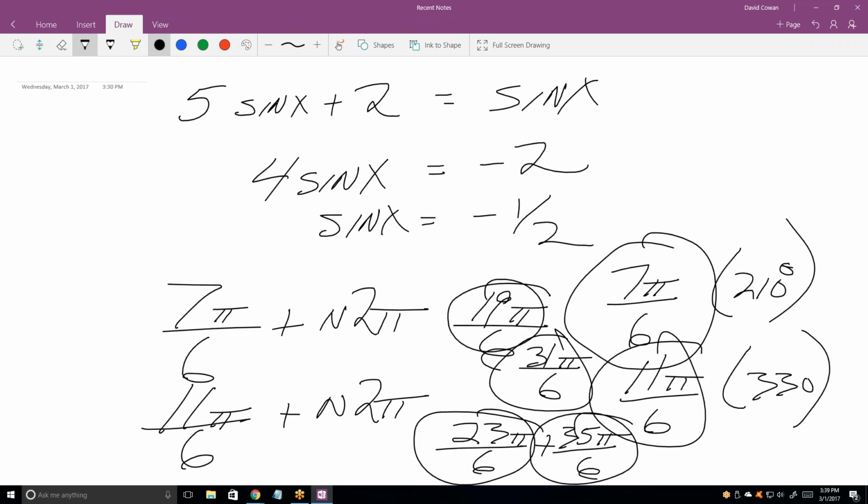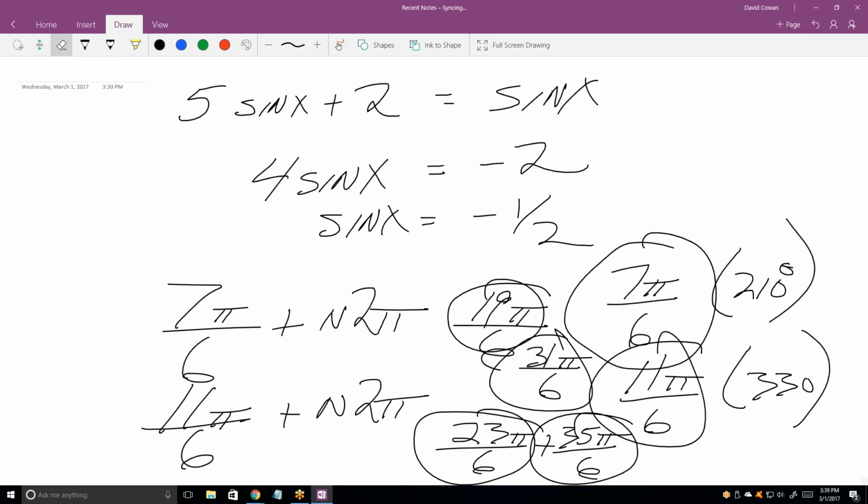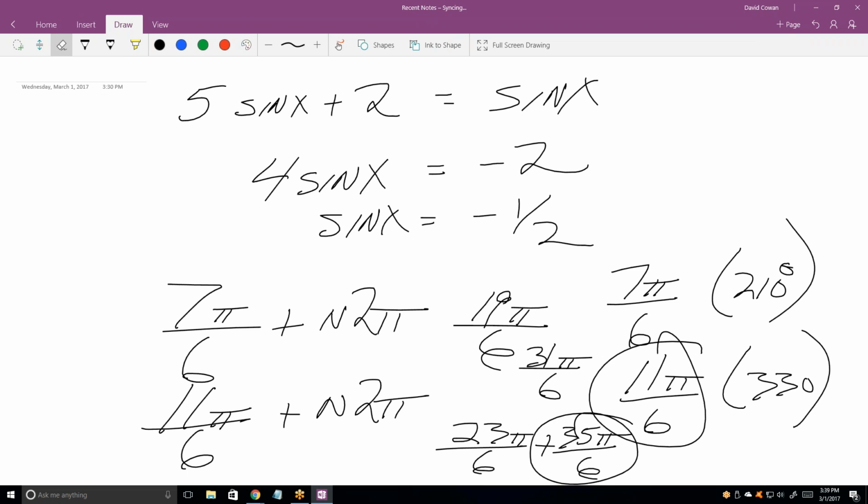So if I wanted to give you an answer that included everything that I have circled, the way I would refer to it would be 7 pi over 6 plus n 2 pi, or 11 pi over 6 plus n 2 pi. I'm trying to think if there's a simpler way to give that answer. I've always kind of objected to these questions because they kind of confuse without helping.